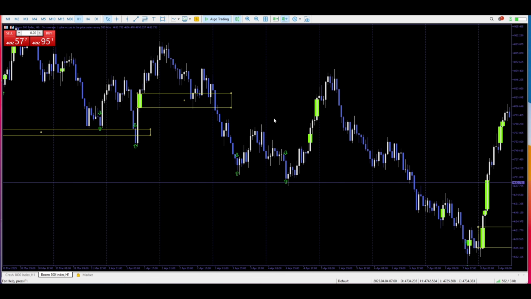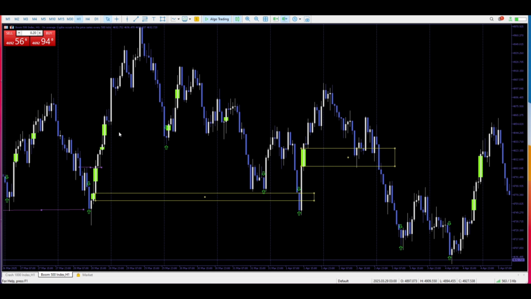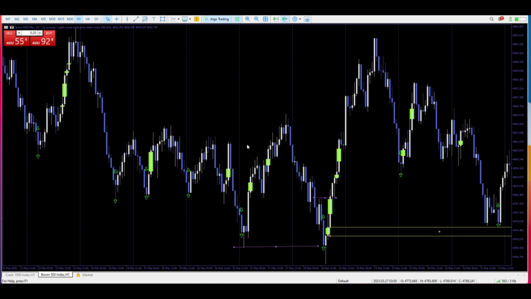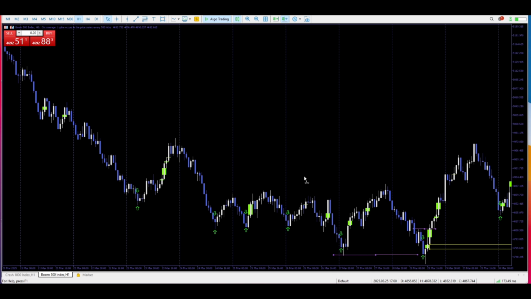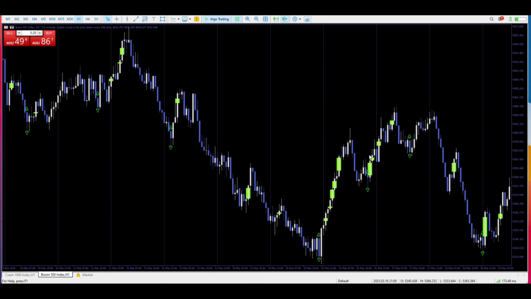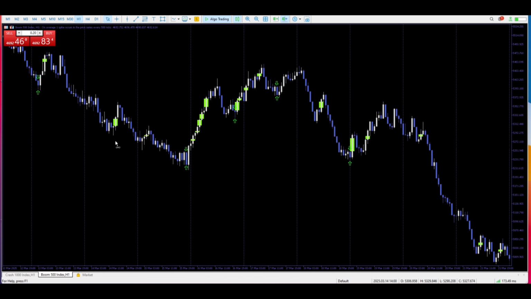And this is what the indicator does. It just shows you a little bit of confluence and makes it easier for you to spot everything and make sure you are all right. So yes, there's not going to be a trade every single day.